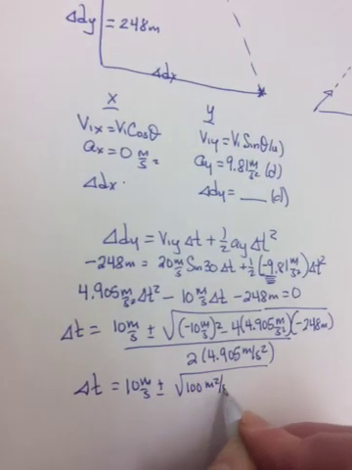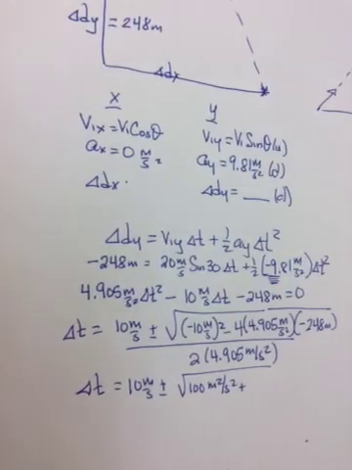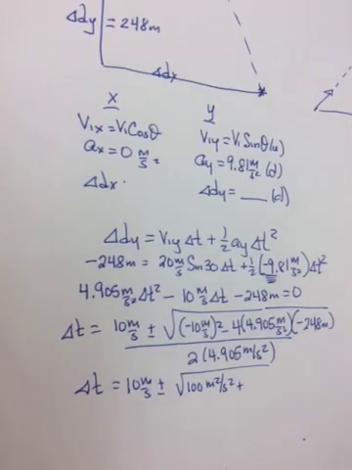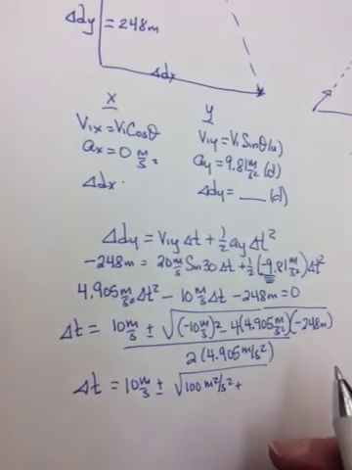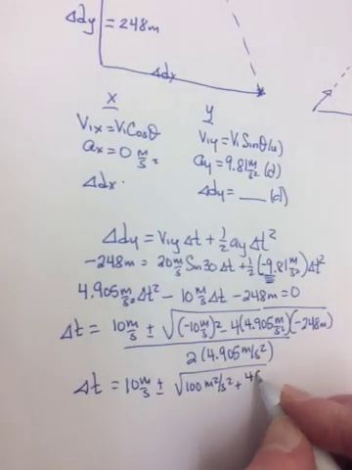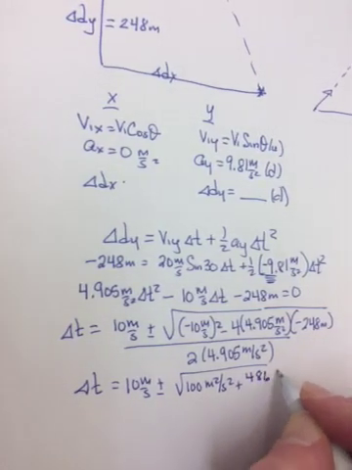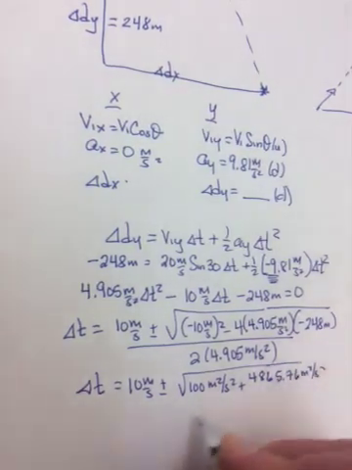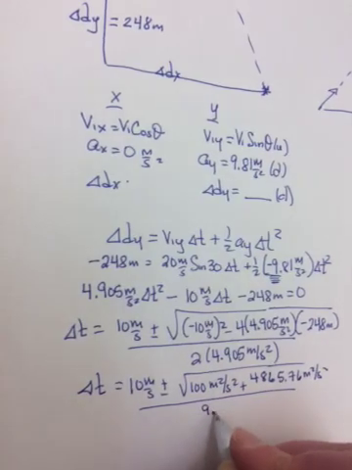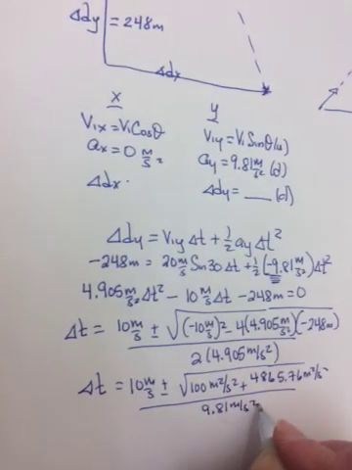100 meters squared per second squared. The minus and the minus will be a plus, 248 times 19.62. So it'll be plus 4,865.76 meters squared per second squared. And that gets divided by 9.81 meters per second squared.